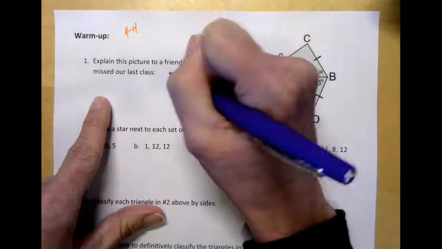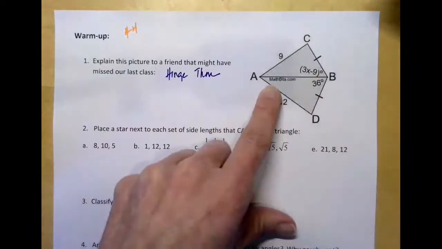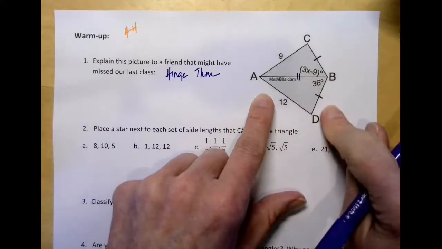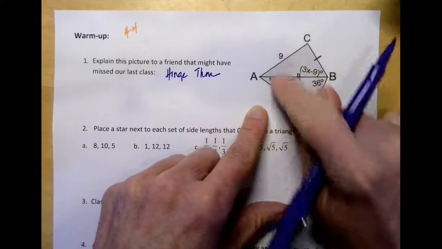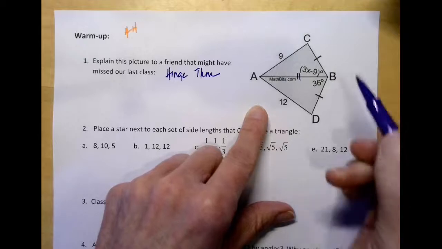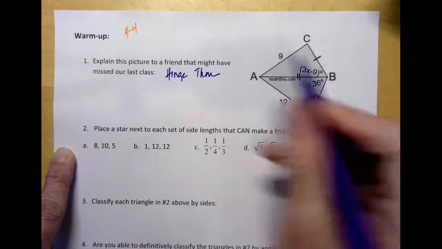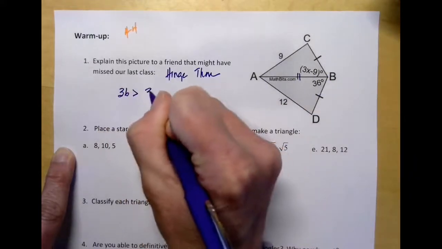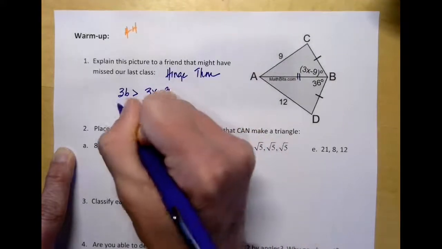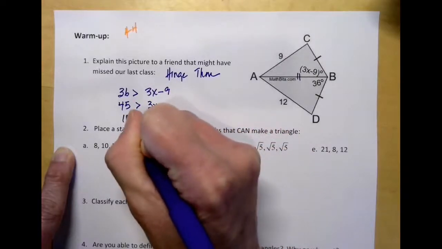Our last class we talked about the hinge theorem, and in our hinge theorem we know that if you have two sets of congruent sides in two different triangles, that included angle helps you determine if the side opposite that angle is larger and which is smaller. So because I know that 12 is greater than 9, I know that 36 has to be bigger than 3x minus 9. So if I were to add 9 to each side, I know that 3x has to be bigger than 45, so therefore x has to be greater than 15.